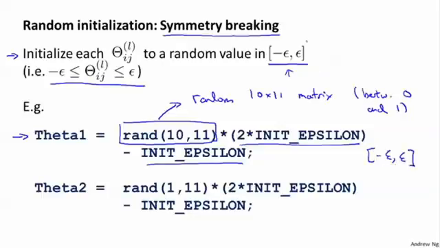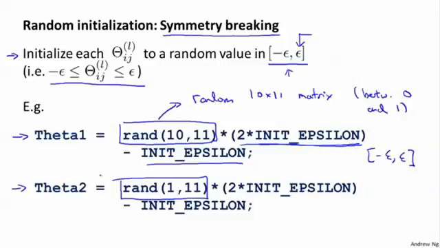And incidentally, this epsilon here has nothing to do with the epsilon that we were using when we were doing gradient checking. When we were doing numerical gradient checking, we were adding some value of epsilon to theta. This is an unrelated value of epsilon, which is why I'm denoting it init epsilon, just to distinguish it from the value of epsilon we were using in gradient checking. And similarly, if you want to initialize theta 2 to a random 1 by 11 matrix, you can do so using this piece of code here.